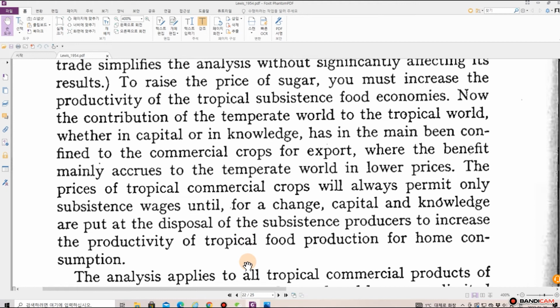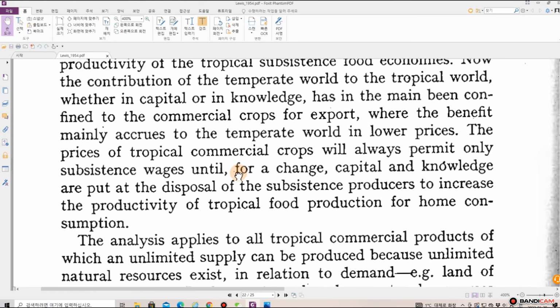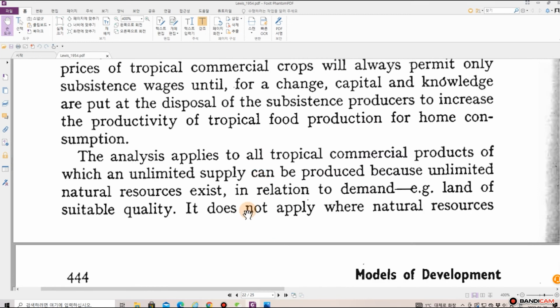Now, the contribution of the temperate world to the tropical world, whether in capital or in knowledge, has in the main been defined through the commercial crops for export, where the benefit mainly accrues to the temperate world in lower prices. The prices of tropical commercial crops will always permit only subsistence wages until, for a change, capital and knowledge are put at the disposal of the subsistence producers to increase the productivity of tropical food production for home consumption.